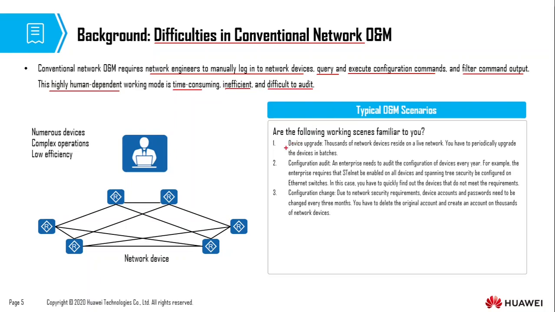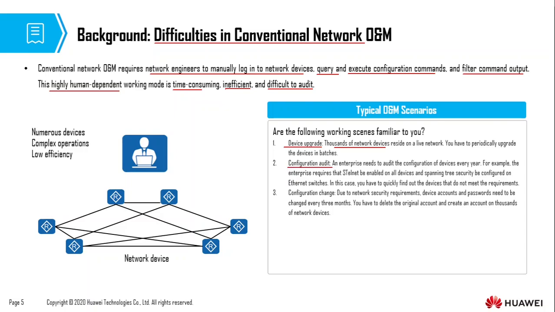Why? Because imagine you need to do a device upgrade, and your network has thousands of live devices. So how are you going to be able to do this upgrade? Because generally with networks, due to service requirements, most of the time you'll need to upgrade regularly. So you have to do it manually, and that is quite time consuming and cumbersome.